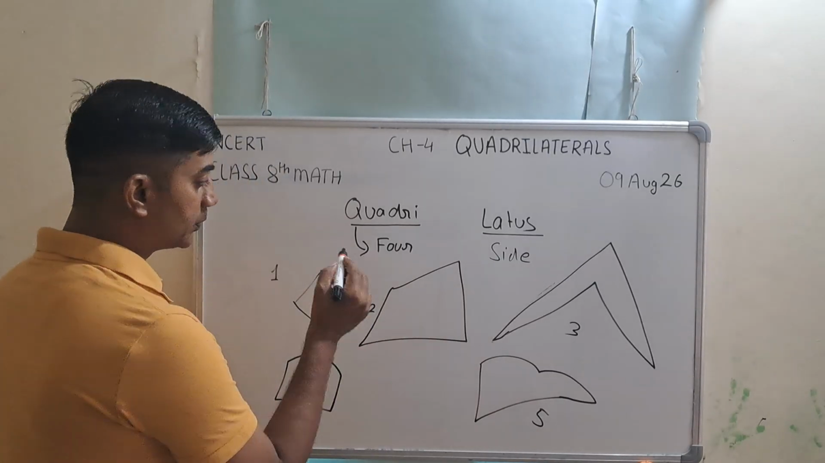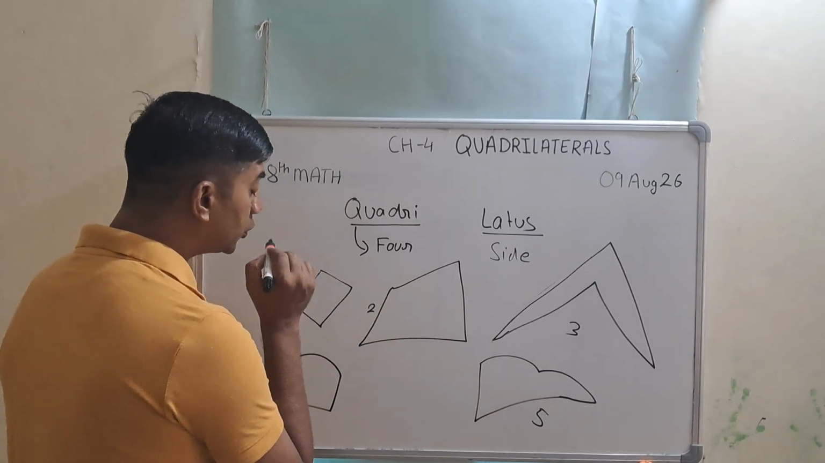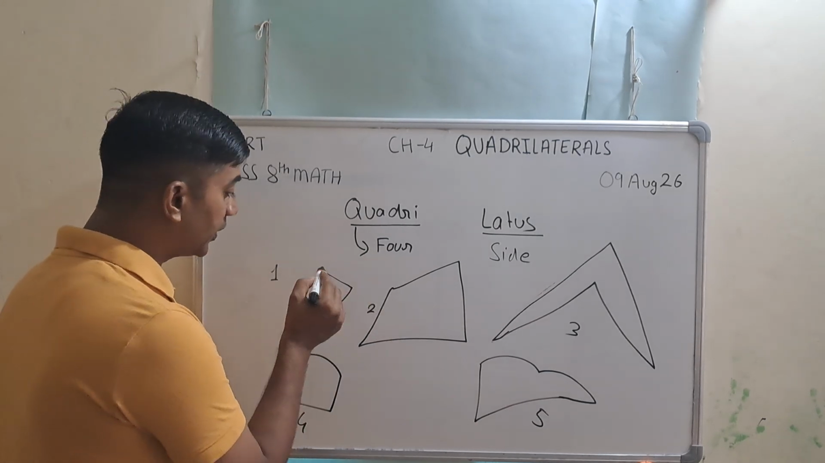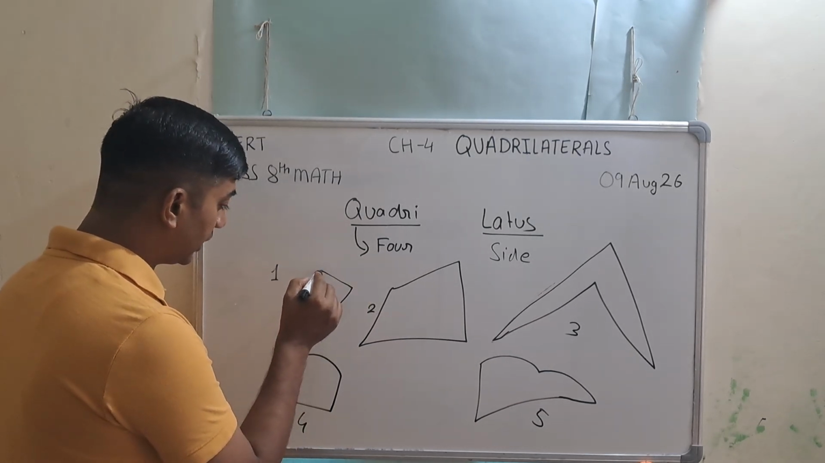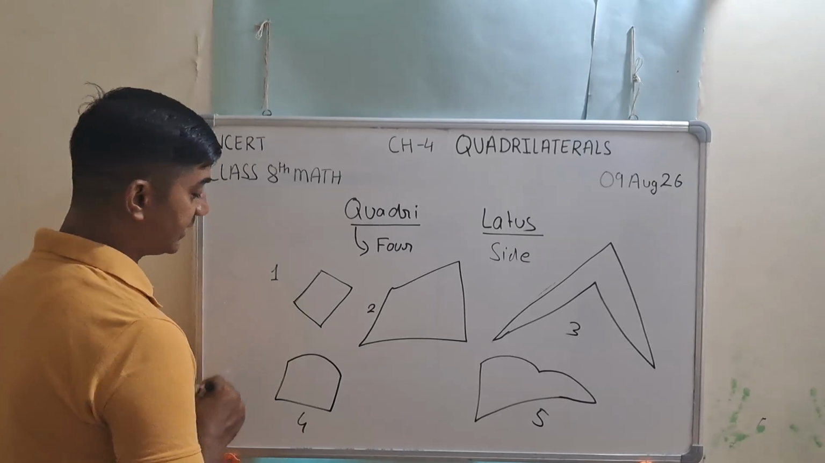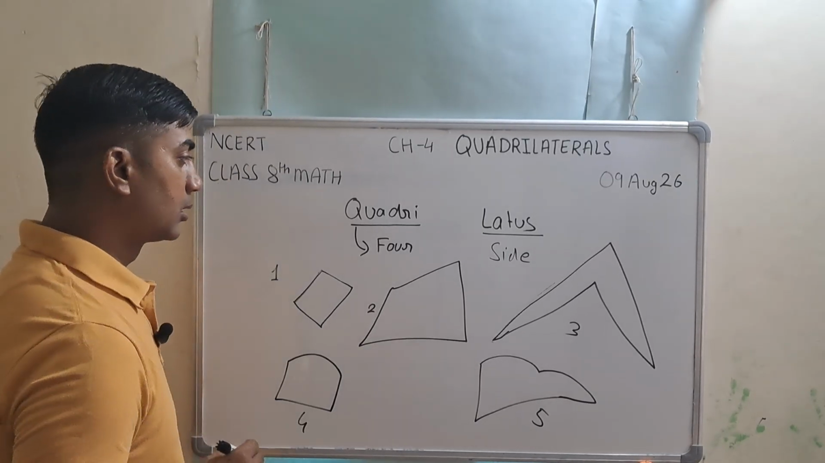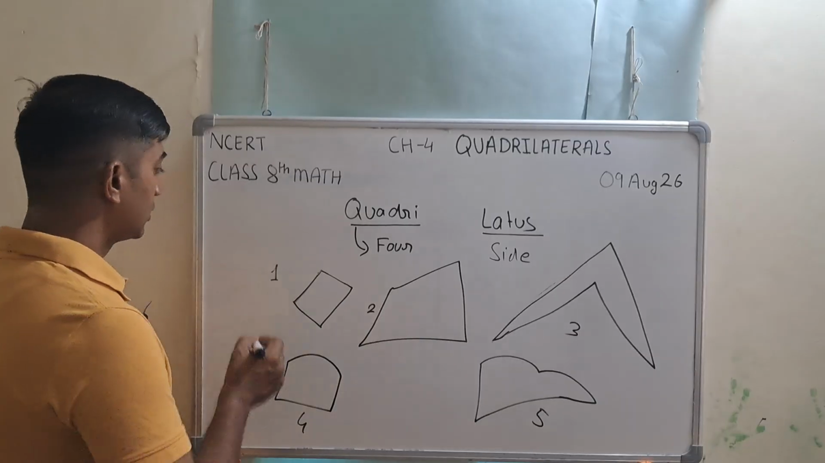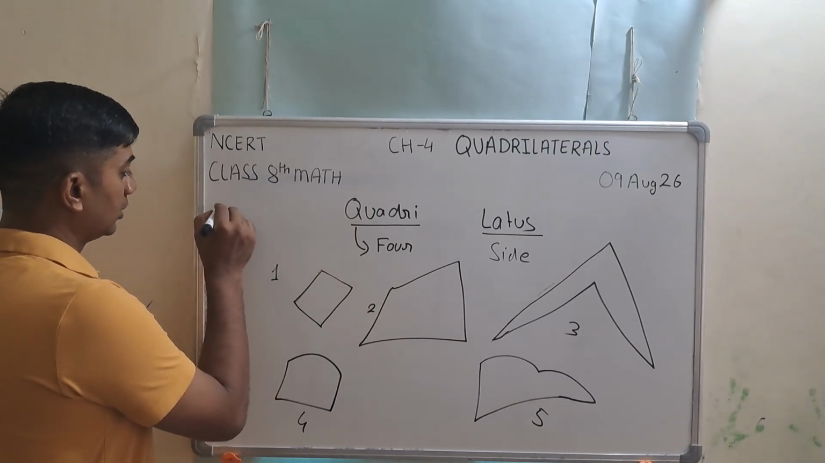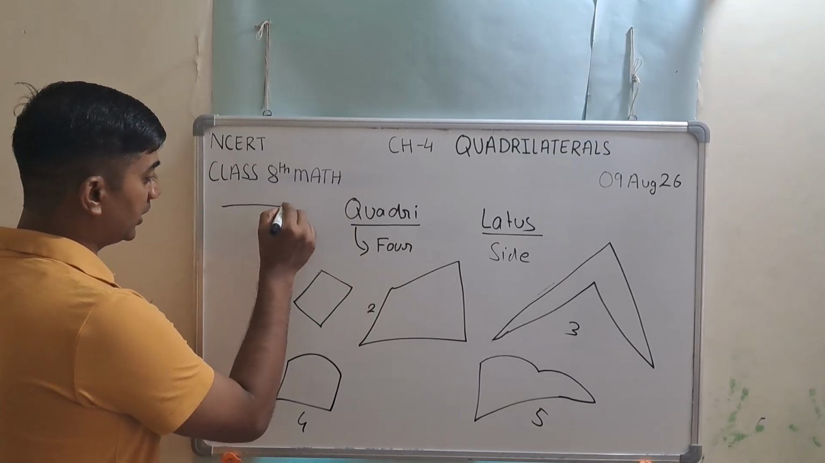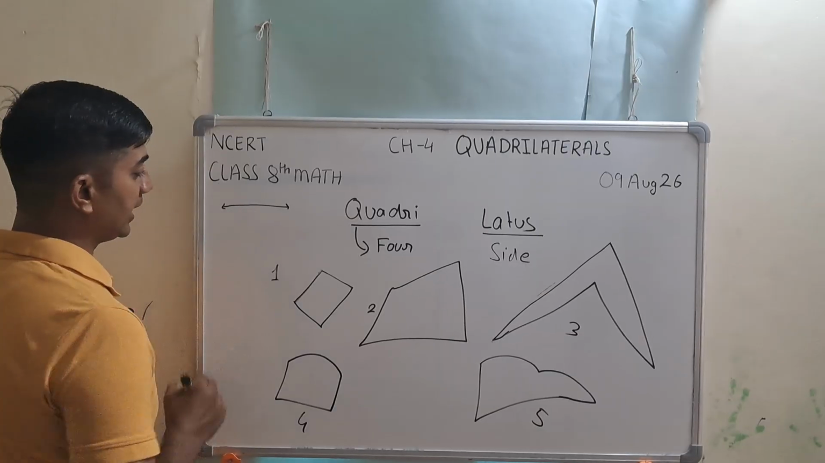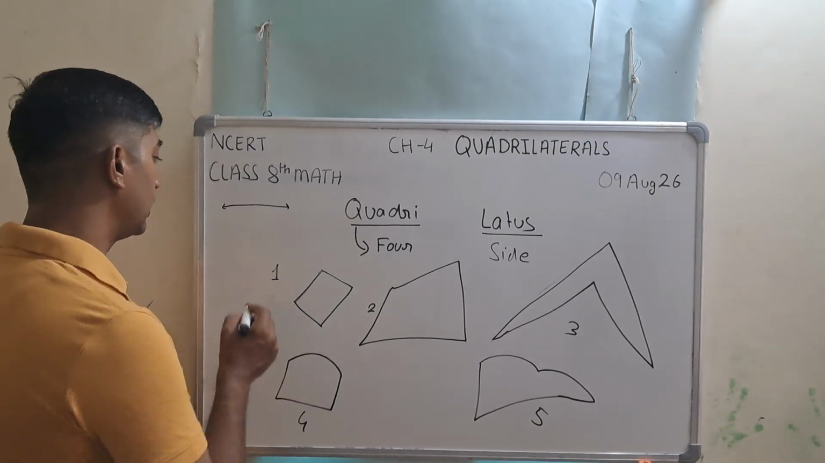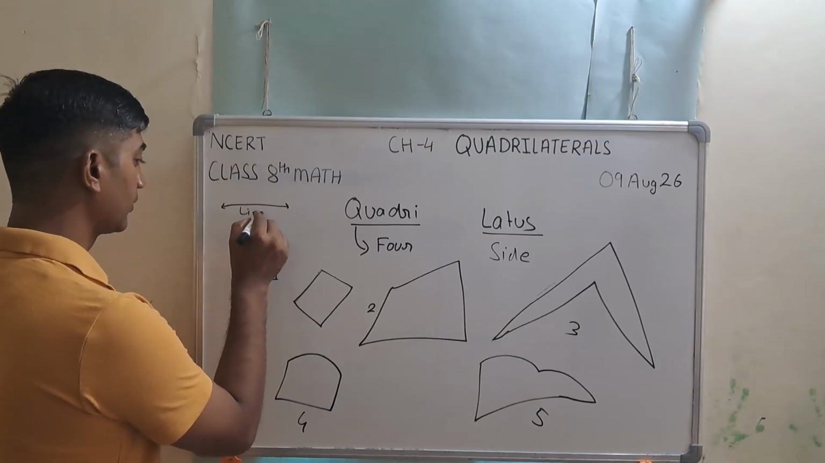So specifically, quadrilaterals are those figures which comprise line segments only, means they should have line segments. I hope you know what is a line segment. See, when you draw a straight figure like this and you draw two arrows on both sides, this is a line. Understood?